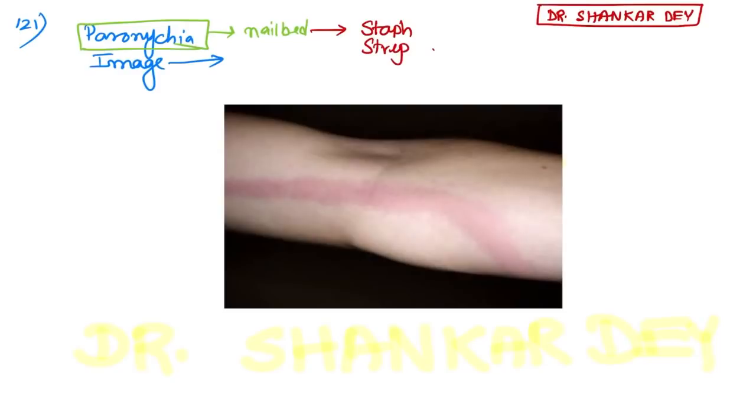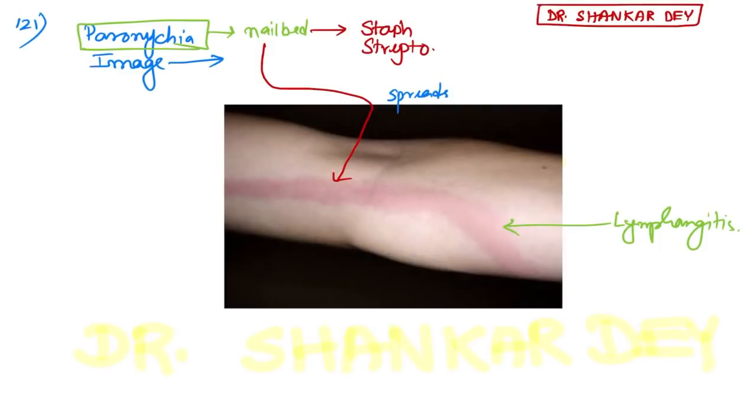These bacteria commonly cause paronychia, and following paronychia this type of skin lesion develops. What is this? These are the skin features of lymphangitis. So this is paronychia, and lymphangitis develops. As you can see, the infection from the nail bed spreads to the arm through the lymphatics. So it is a spreading type of infection, most commonly streptococcal.